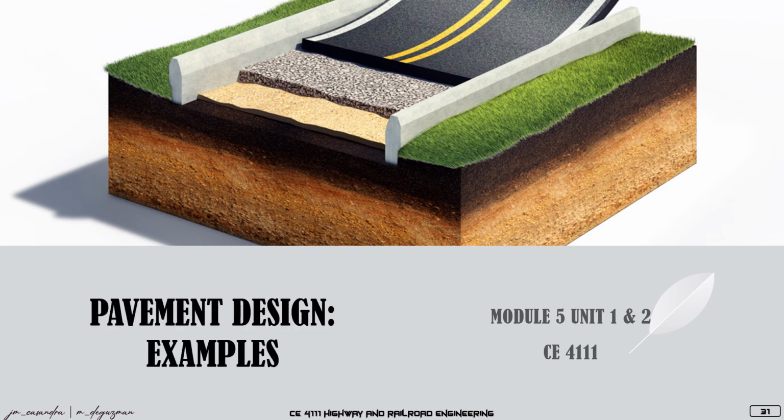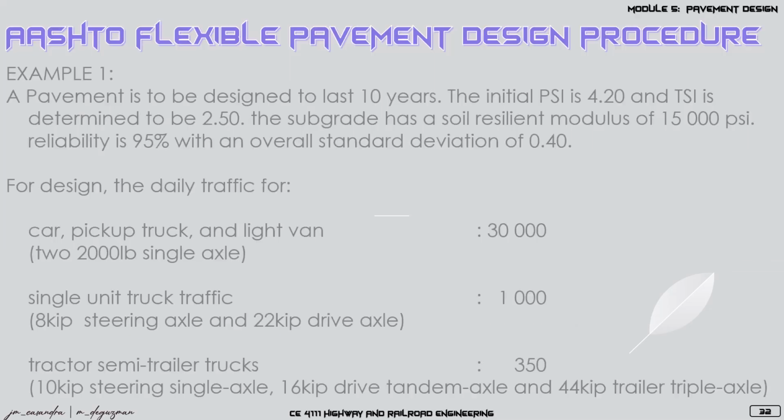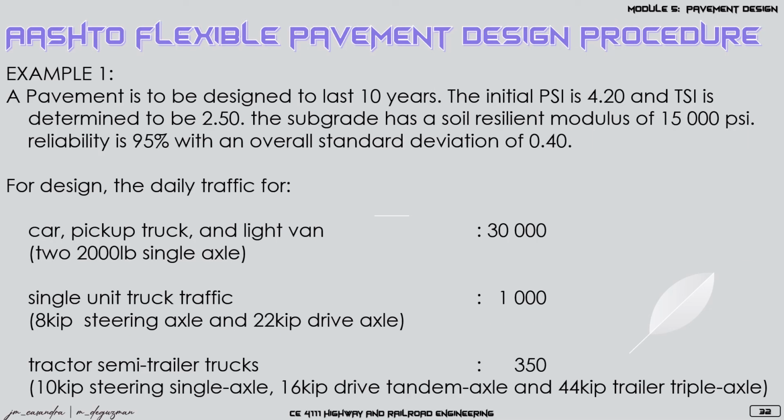So for this lecture, we are going to discuss examples of pavement design for Unit 1 and 2 of Module 5, which covers the topics of flexible and rigid pavement design. So to start off, let's have example number 1 for flexible pavement design procedure.